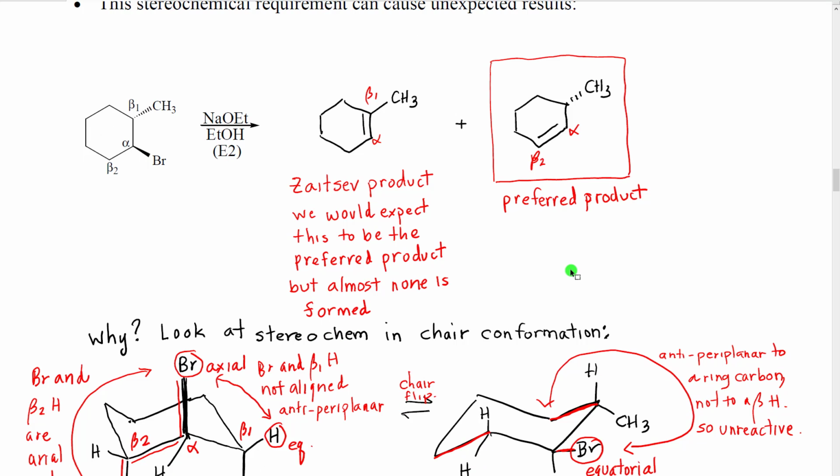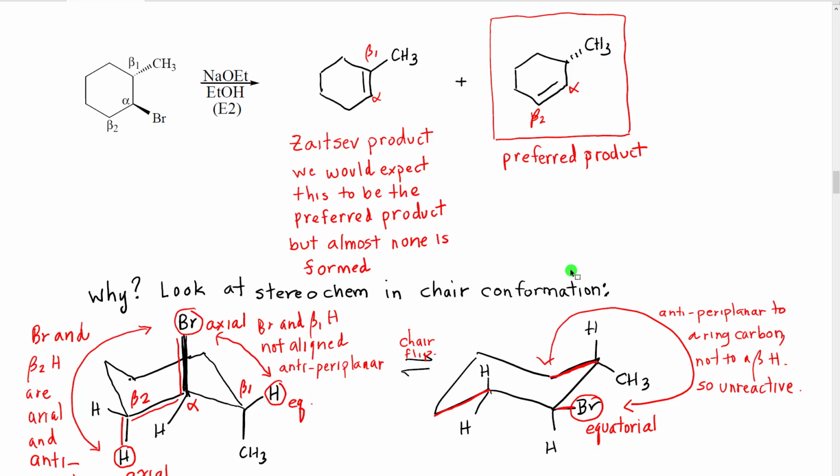Now, the stereochemistry requirement can interfere with some of our other rules and results. Here's an example. If we were to do an E2 reaction on this substrate, which is a cyclohexane, it has a methyl group and a bromine, and they are trans to each other. The alpha carbon is right here, and then we have a beta 1, which is the beta that has the methyl group attached, and a beta 2, which is the carbon on the other side of where the methyl group is attached.